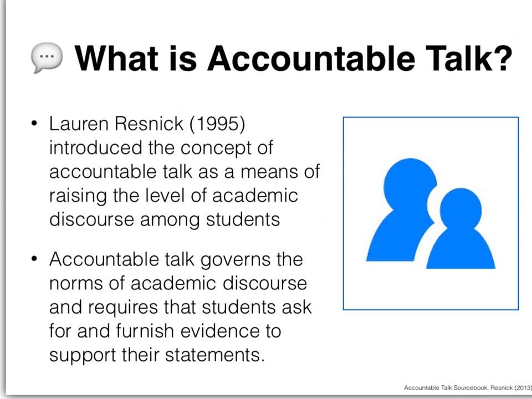So what is accountable talk? Well, Lauren Resnick introduced the concept of accountable talk as a means of raising the level of academic discourse among students. Accountable talk governs the norms of academic discourse and requires that students ask for and furnish evidence to support their statements.